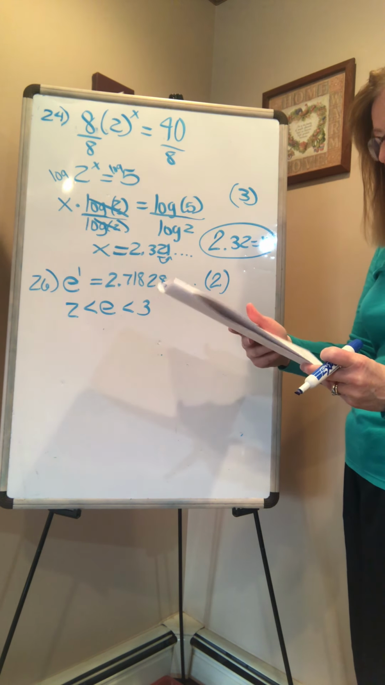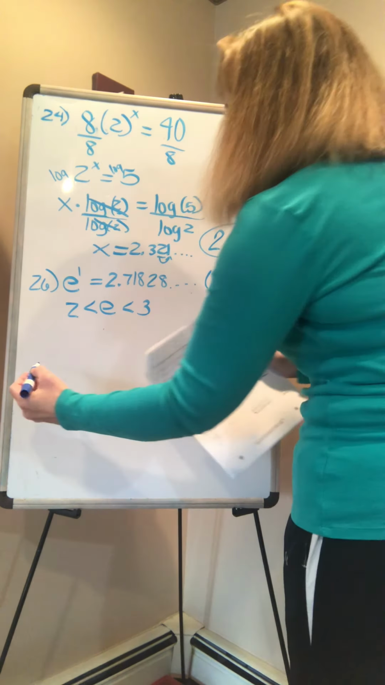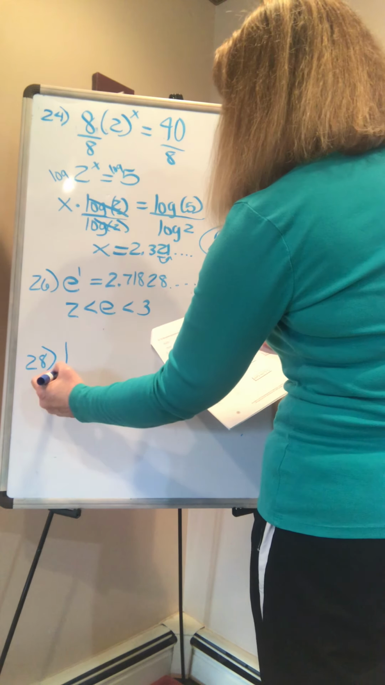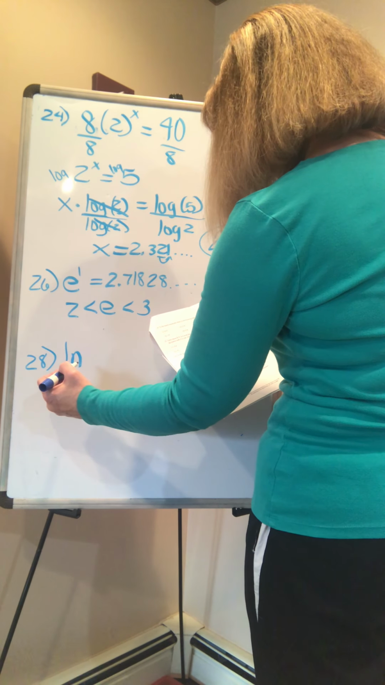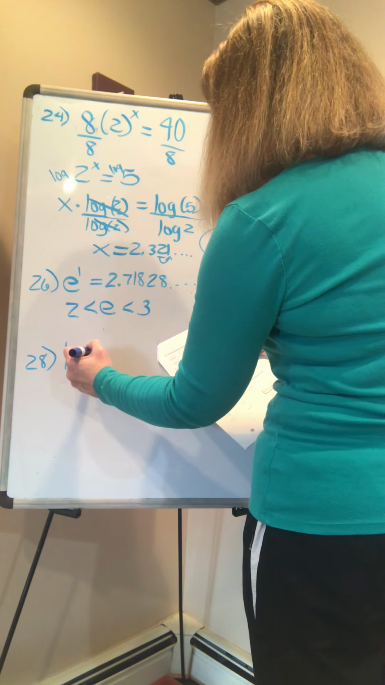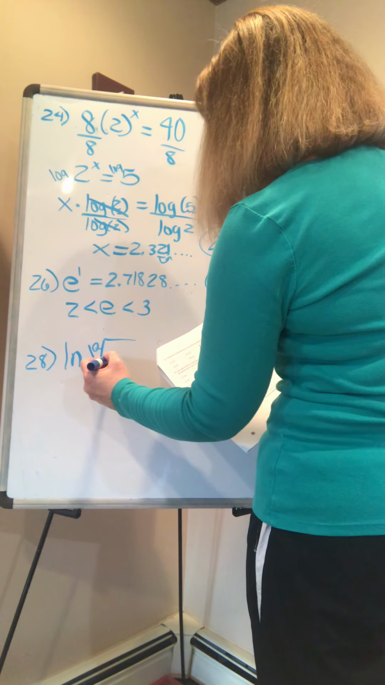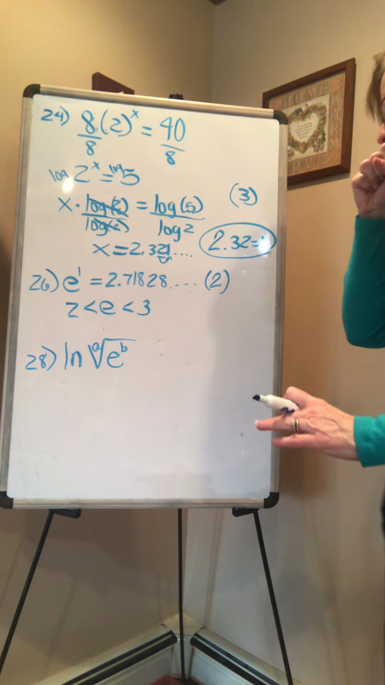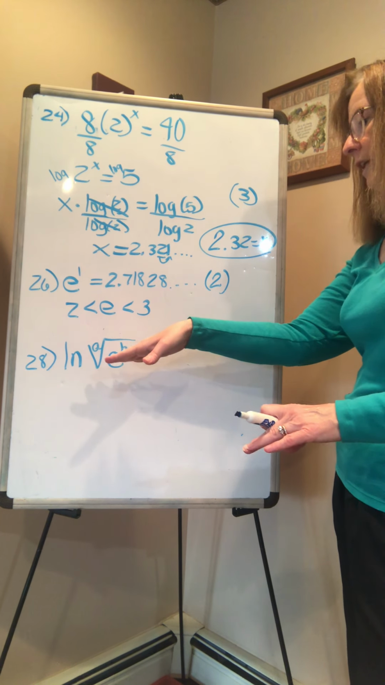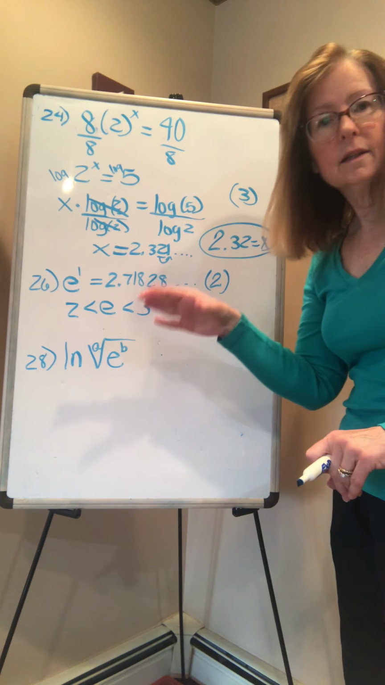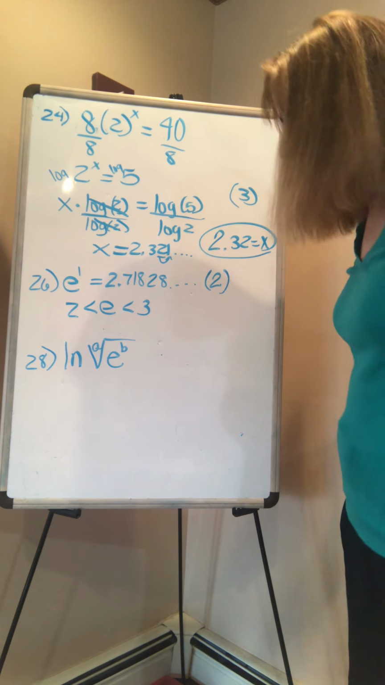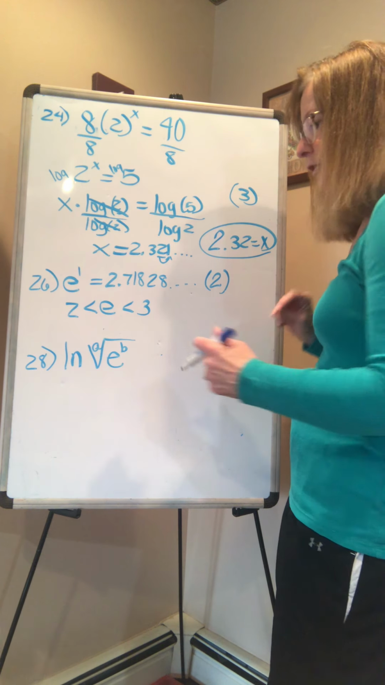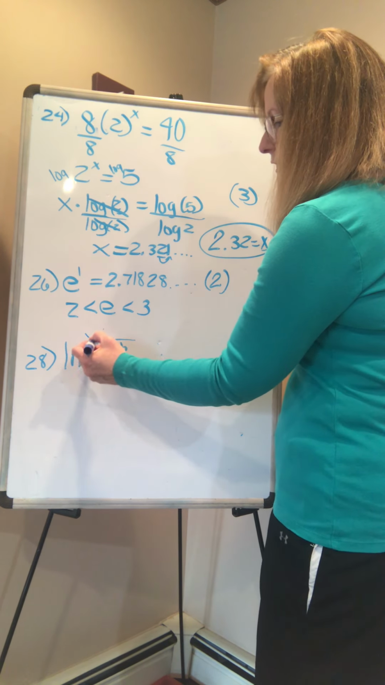28, which of the following represents the value? All right, let's take a look at 28. Which of the following represents the value of the natural log of the 8th root of e to the b power? Well, this is combining lesson 3, log laws, with lesson 4, the number e and the natural log. Remember, the number e and the natural log are inverses. And with exponent laws, this is the index.